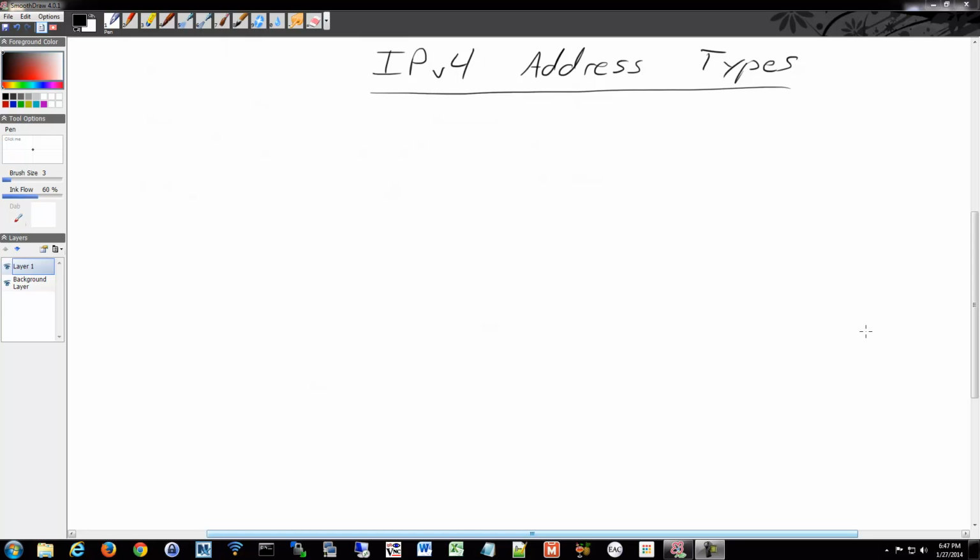Let's discuss some additional IPv4 address types. We've talked about a few so far, and I've mentioned the host IP, we've mentioned a network address of some kind. So let's list off a couple different address types in IPv4. The first kind that we're going to talk about is the network address.